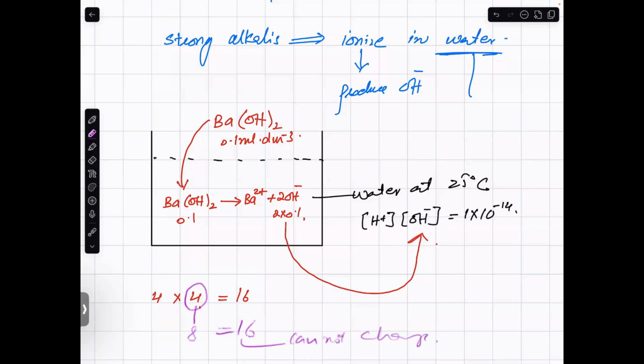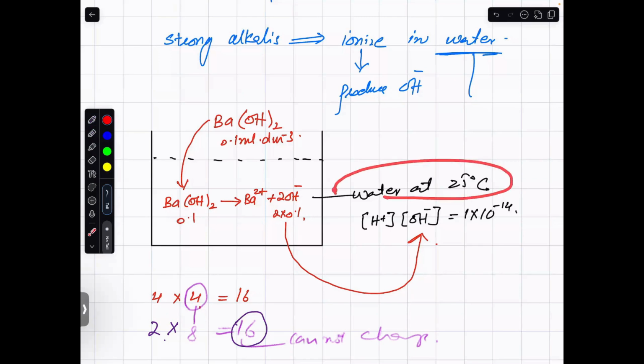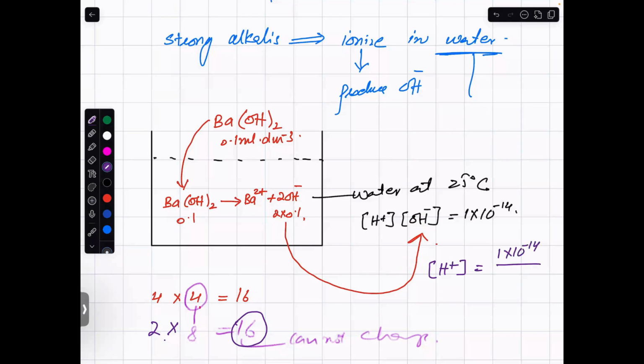Right? So what should be the value of the other thing? It would automatically be 2, because the 16 is the same. Actually, in water at 25, the Kw is the same. So the alkali is increasing OH. Now we know the OH, so what is H plus? 1 into 10 power minus 14, divided by 2 into 0.1. Do you know the H plus concentration? Yes. So how will you find pH? Take the negative log.